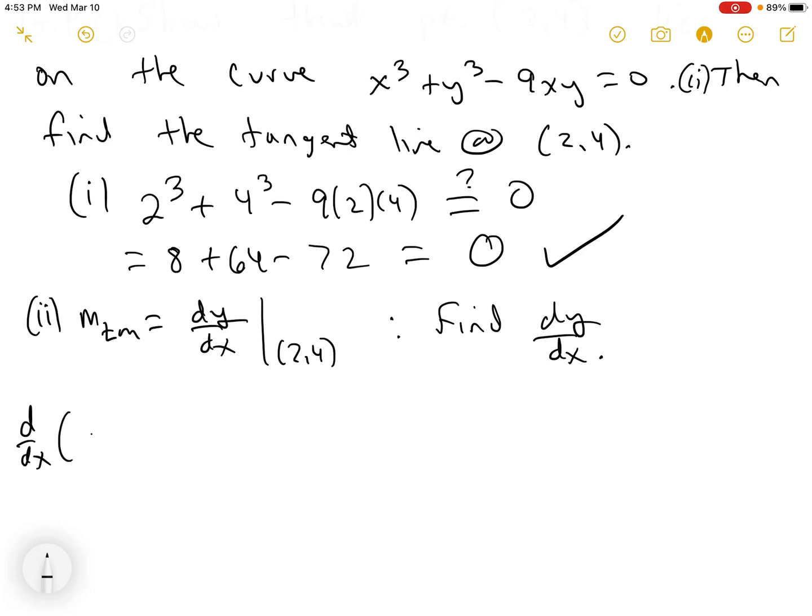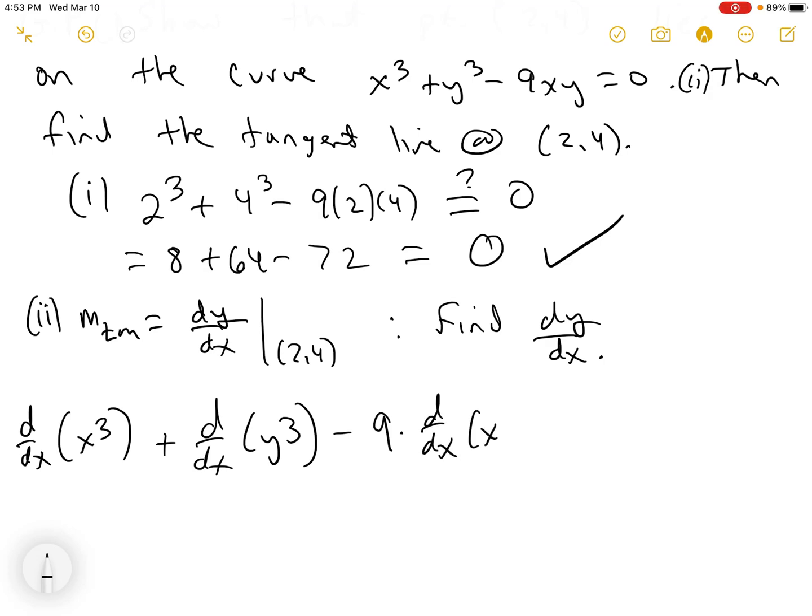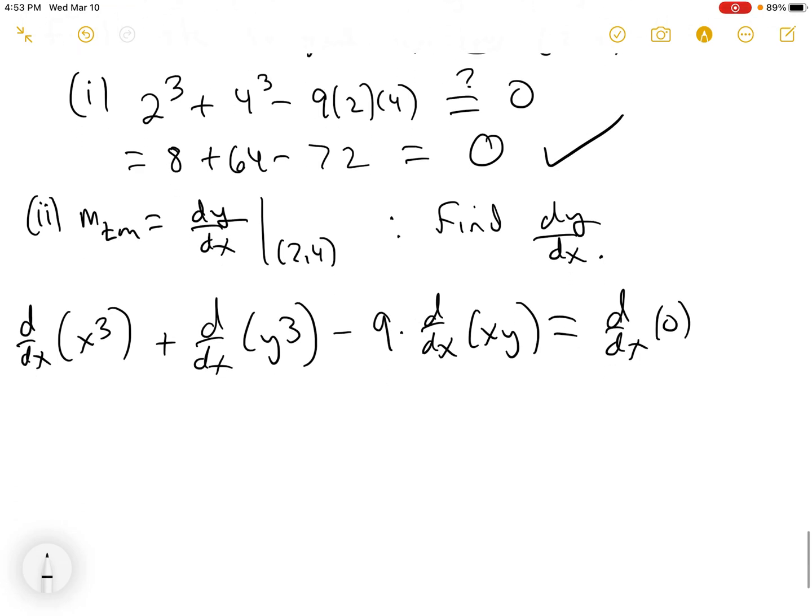I have the derivative of x cubed plus the derivative of y cubed minus 9 times the derivative of xy, and that's equal to the derivative of 0. Okay, this looks similar to the last problem. So this is just standard fare, 3x squared.